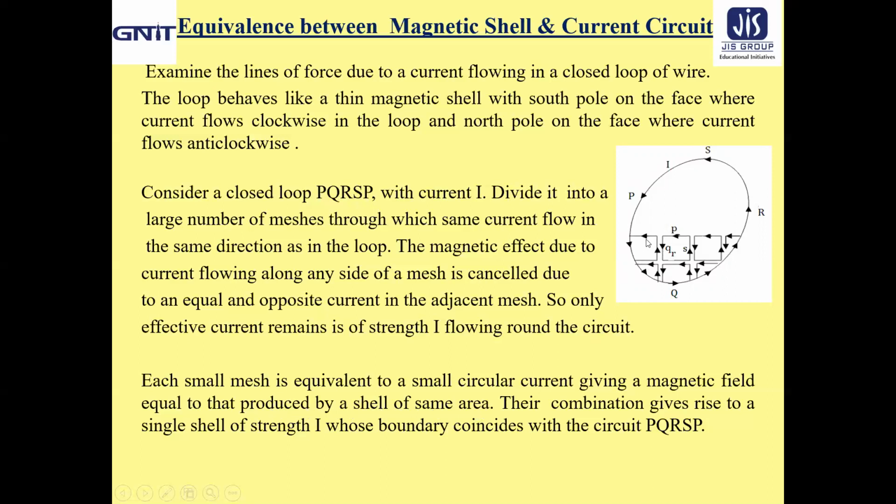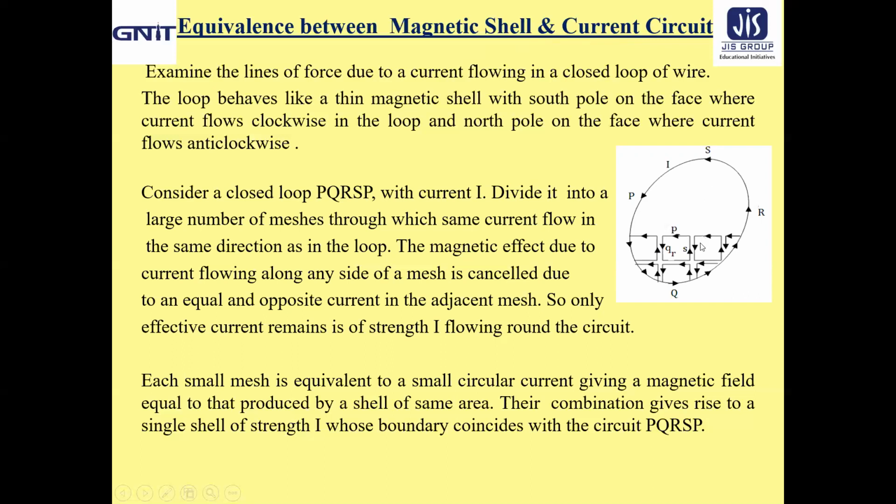So this circular current loop inside this main loop we can consider to be equivalent to a magnetic shell of the same area, and if we combine them we will get the entire single shell of strength I whose boundary coincides with the circuit PQRSP. That means we are getting the equivalence between a magnetic shell and a current circuit.